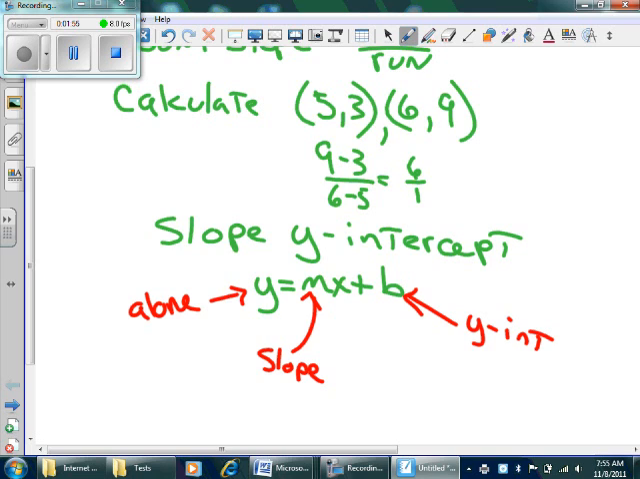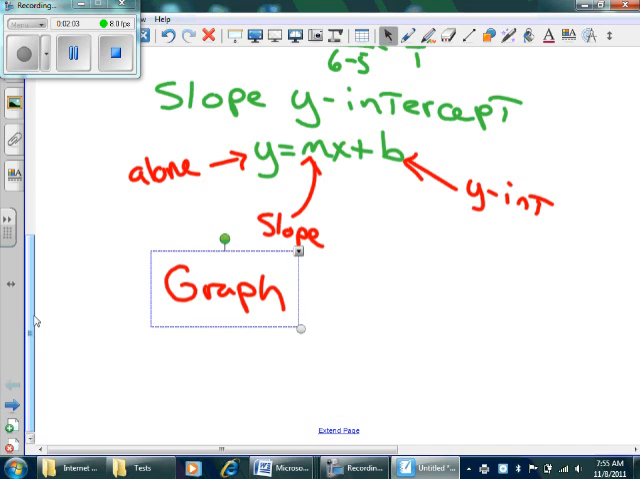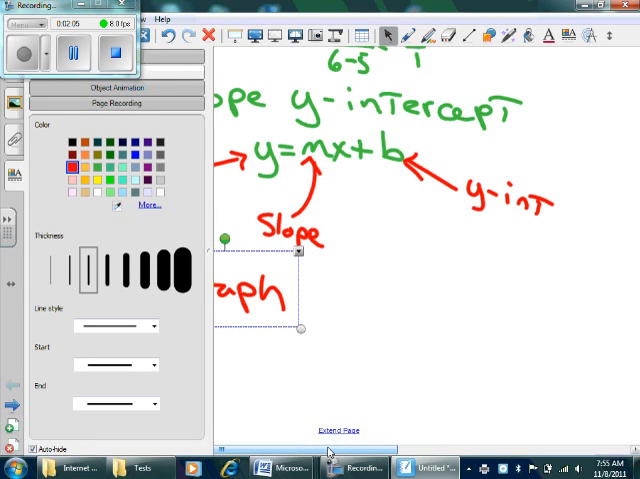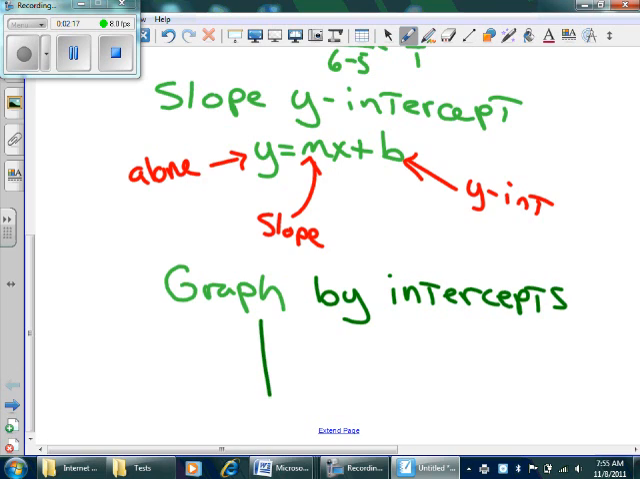All right. And then more recently, we learned how to graph by the intercept method. Graphing by intercepts. Okay, and that's where we make a t-table. And we plug 0 in for x, and then 0 in for y. We get our 2 points. If we want a third point, we can use the slope from those 2 points to get a third point, or we can just go ahead and draw our line.